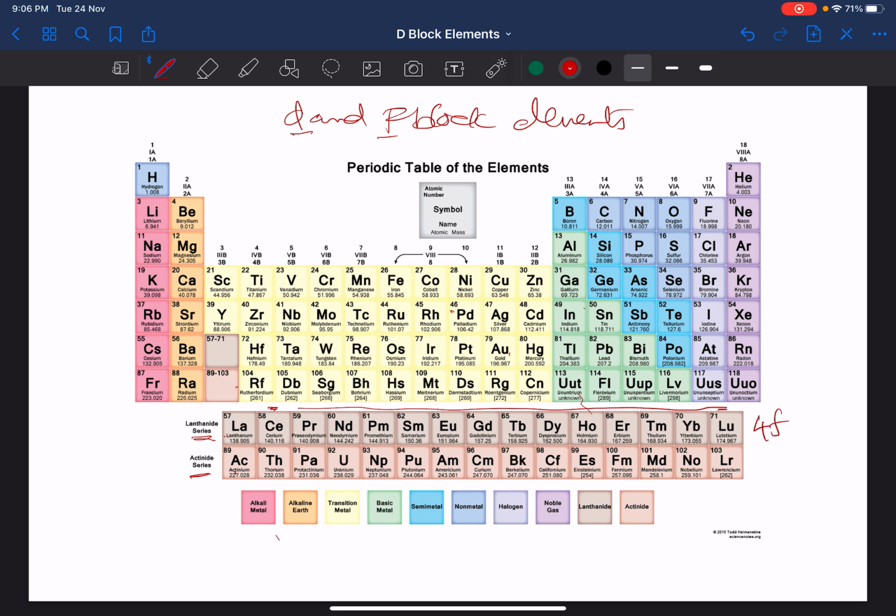Next, the actinide series: they are from thorium to lawrencium, that is from 90 to 103. These 14 elements belong to the 5f series. So the 4f series are called the lanthanides, whereas the 5f series are called the actinides. That is the fundamentals of the D and F block elements present in the periodic table.